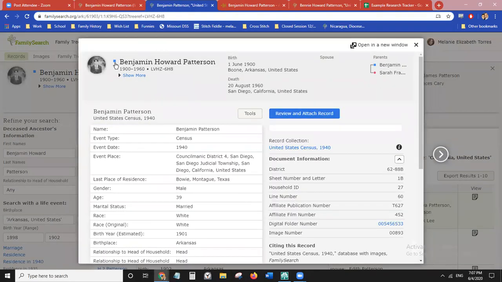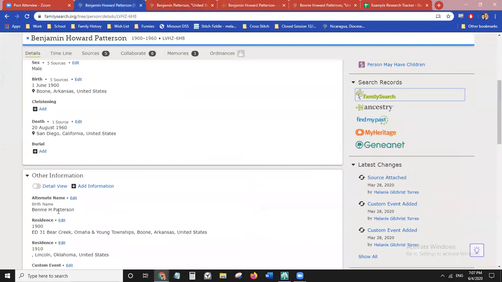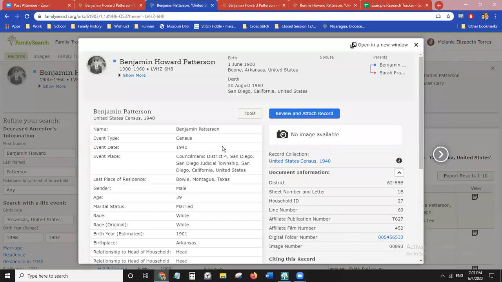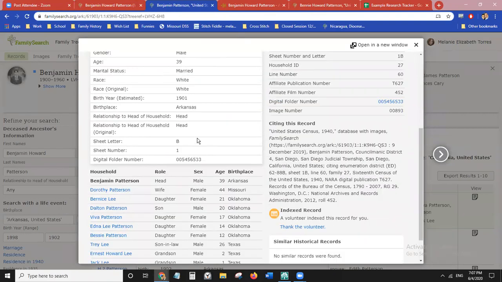Okay, so we know that Benjamin died in San Diego. We have that information right here on his page and from his death records. And we know that he had his draft card in San Diego in 1942, so it's likely that he was living in San Diego in the 40s. This is the closest match that we found. We have a Benjamin Patterson, and he's married, and he was born in Arkansas.